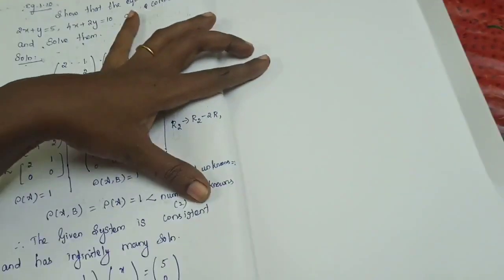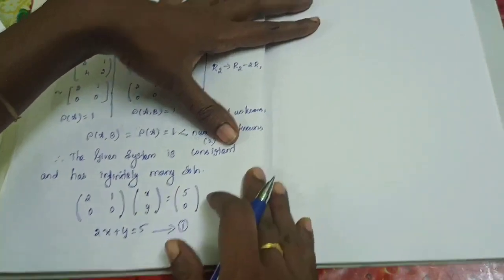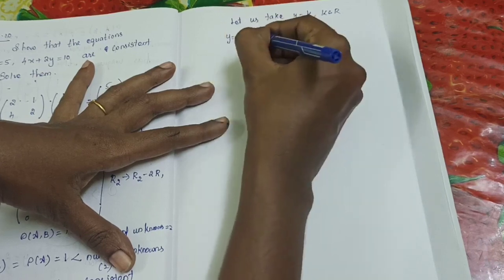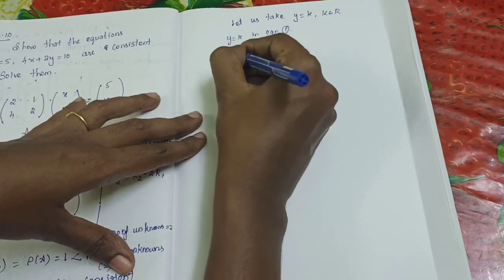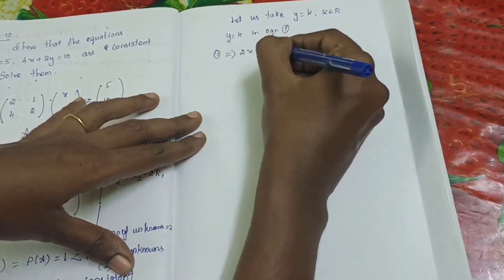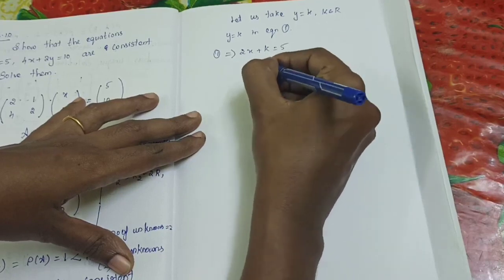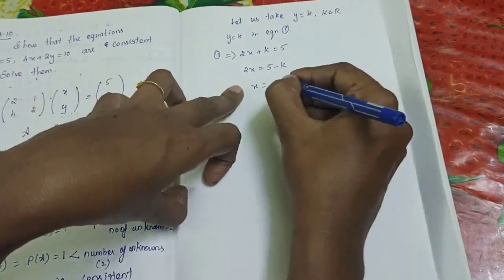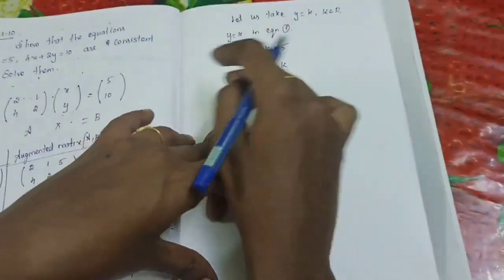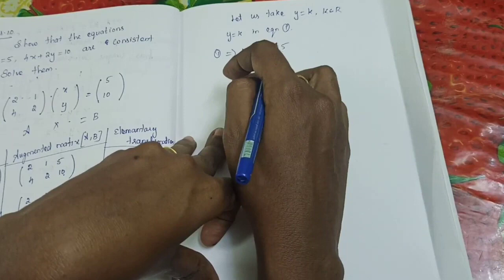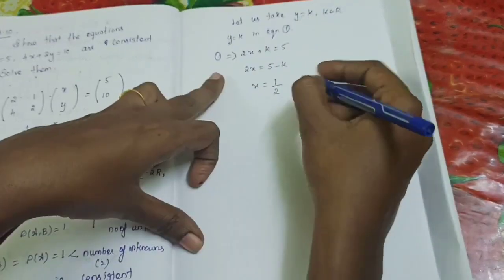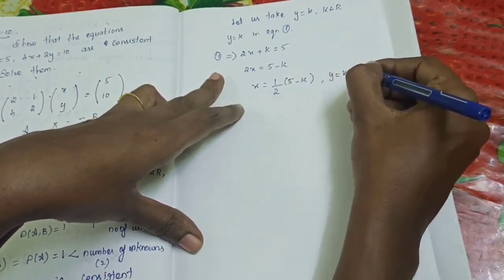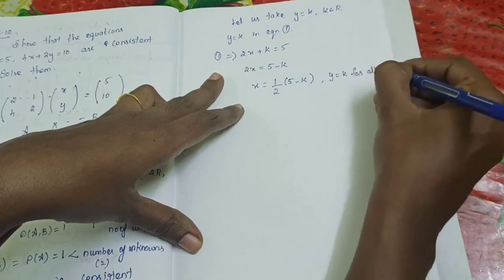So now I am taking this equation as equation number 1. In 1 I am going to substitute the y value as k. So y is equal to k in equation 1. Substitute now: 2x plus k equal to 5. So 2x is equal to 5 minus k. So x is equal to, I am going to bring this 2 to the other side, 1 by 2. Don't forget, it will go to the denominator because it is in multiplication. So x is equal to 1 by 2 into (5 minus k). Y is equal to k, for all k belongs to R.